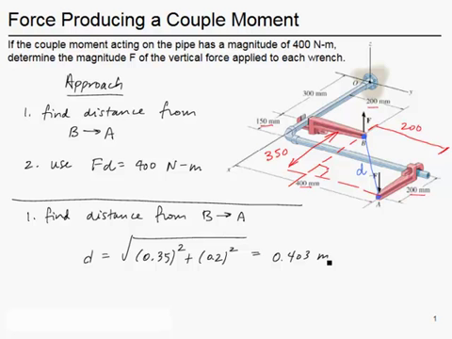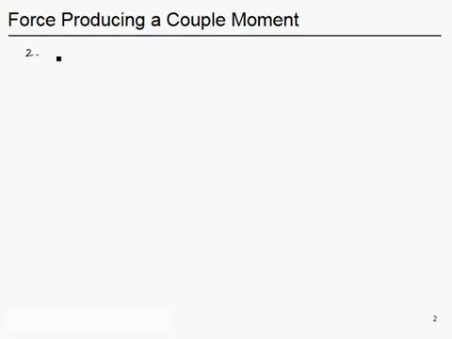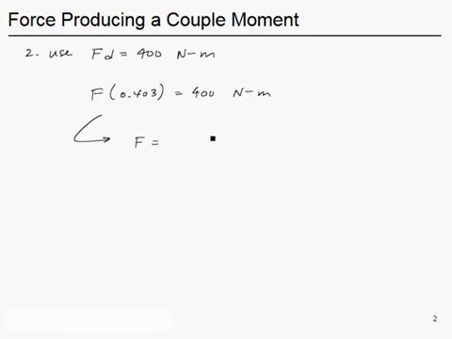Now that we have that distance, the couple moment calculation is very straightforward. In step two, we use F times D equals 400 Newton meters to solve for the force F. So F times D, which is 0.403 meters, is equal to 400 Newton meters. This means that F turns out to be 992.6 newtons. And there is your answer.